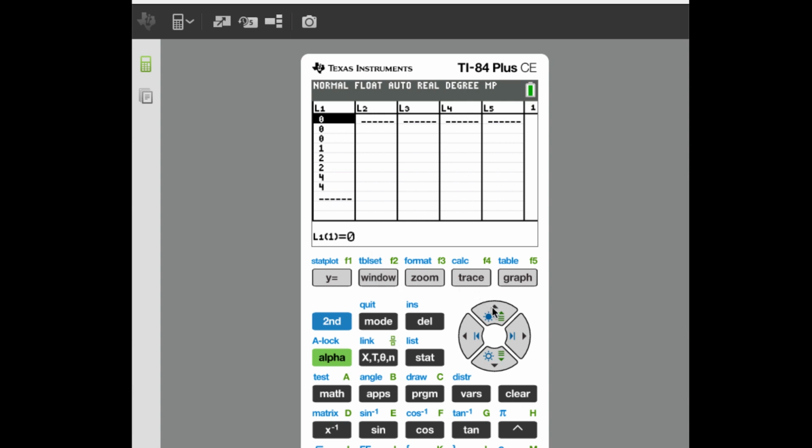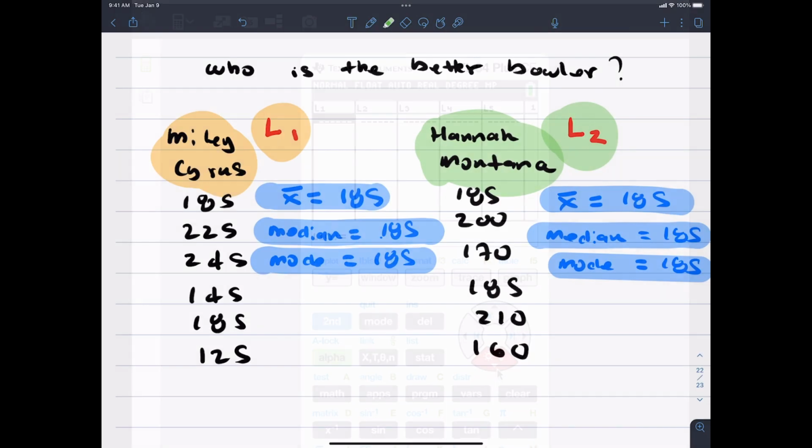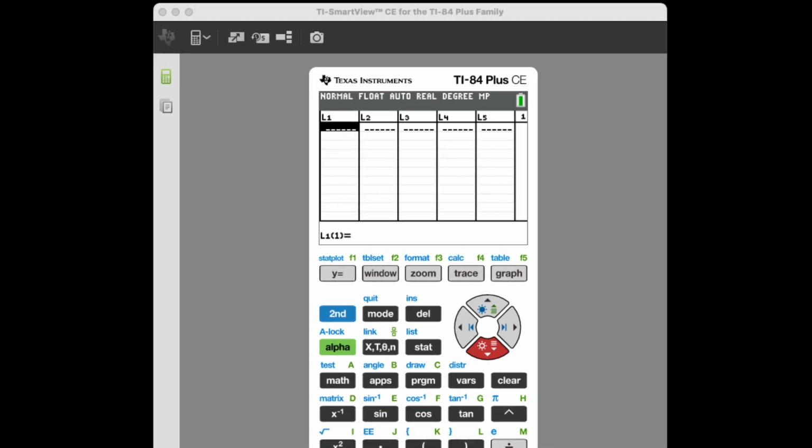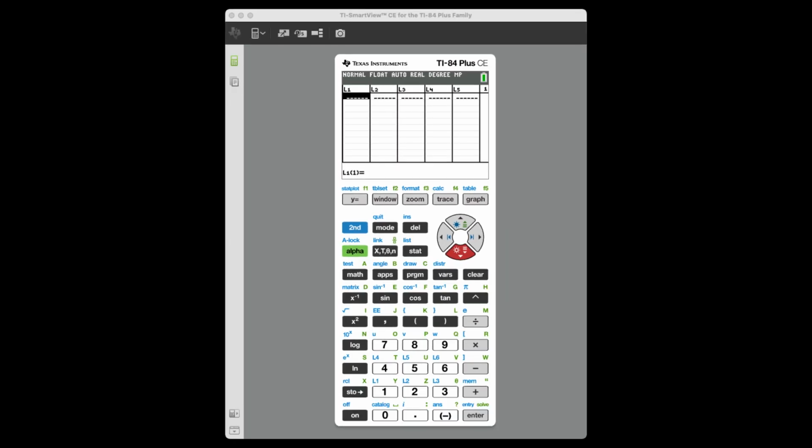So how do we clear a list? You remember? Scroll up and hit what? Clear. Now scroll down. You are good to go in list 1. So Miley in orange, all of her scores are going in list 1. Are you okay with that one? All right, let's try it out. And maybe you have to see that again, and we will.